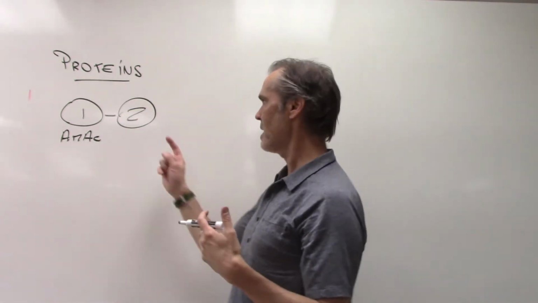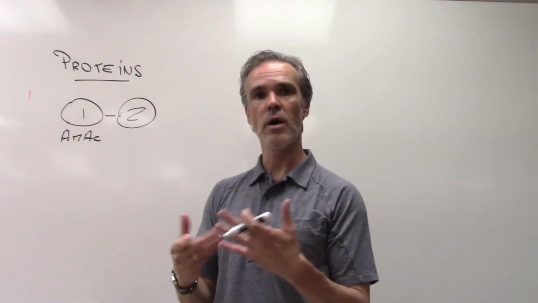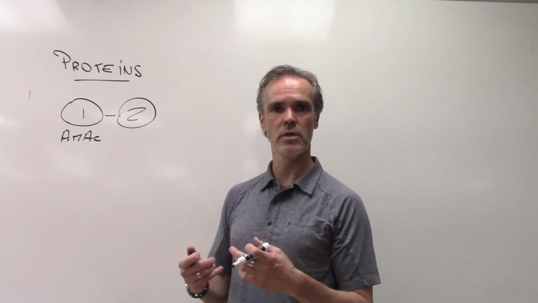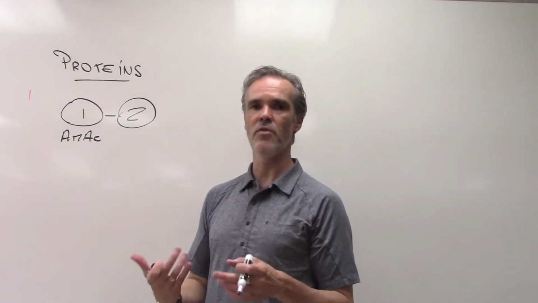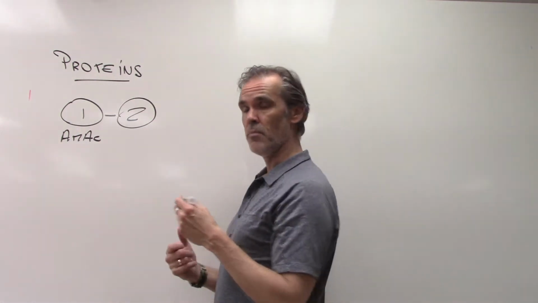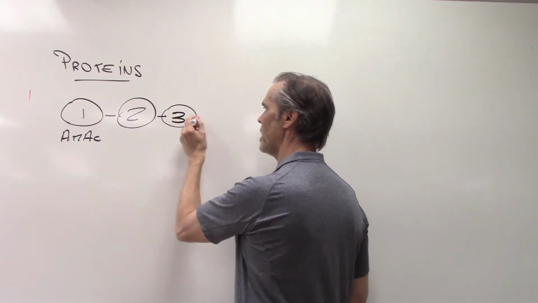Please bear in mind that amino acid number 1 and number 2 could be the same amino acid, right? Two amino acids of the same kind can associate and form a peptide bond between the two of them. That's totally possible and it happens all the time. But then we can complicate things a little bit more.